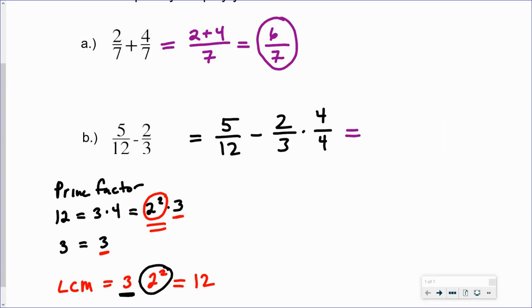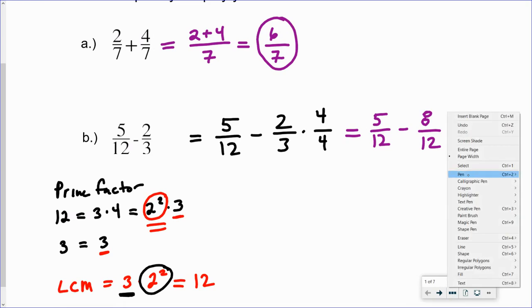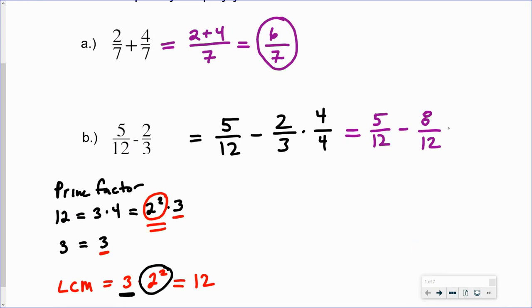Okay, so now I'm going to rewrite 5/12. And then we're going to subtract 2 times 4 is 8. And then 3 times 4 is 12. So now this problem is looking similar to problem A. Now we have a common denominator, so we're just going to perform that indicated operation of subtraction. I'm going to place this over 12, and then it's going to be 5 minus 8 for our numerator. 5 minus 8 is -3, so we have -3/12.